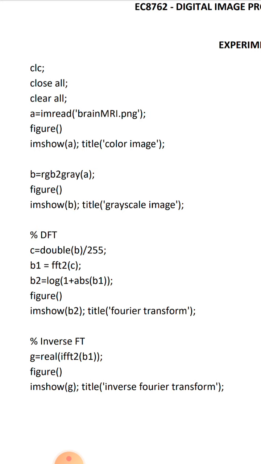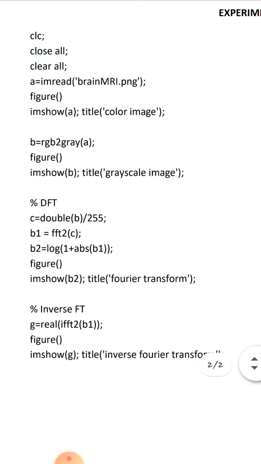So like you know, Fourier transform, it has real components and imaginary components, right? E power j omega t, you remember the formula, right? So x of t e power minus j omega t dt. So j omega, that is your imaginary component. So absolute will plot only the real values here. So that's why we are taking the log of 1 plus absolute of b1. So now we are trying to plot the figure, imshow of b2, title Fourier transform.